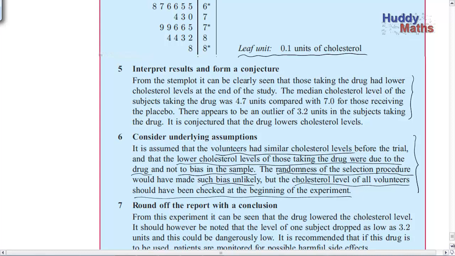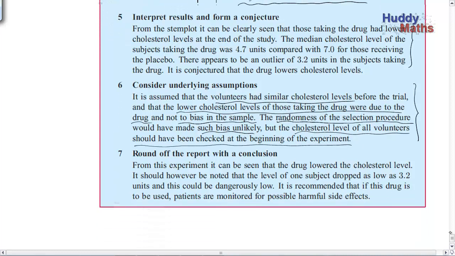And then a conclusion. That's your final conclusion. Here it can be seen that the drug lowered the cholesterol level. That's your conclusion or conjecture. Here there is, however, that one subject dropped as low as 3.2, and that could be dangerously low. It's recommended that if this drug is to be used, patients are monitored for possible harmful side effects. So that's not bad. All right, so get the idea.